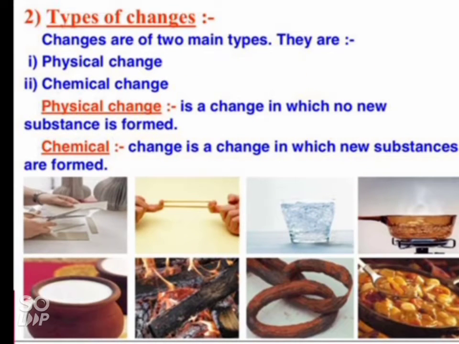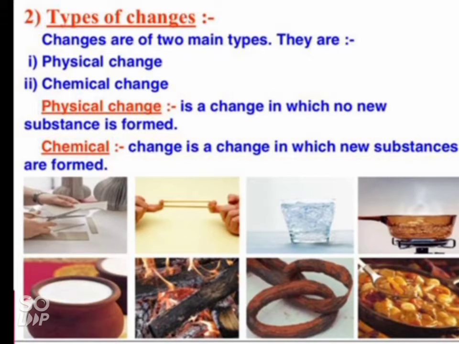There are many types of changes: desirable or undesirable changes, slow and fast changes, temporary and permanent changes. Some changes are reversible and some are irreversible. Physical and chemical changes. In this chapter, we will discuss physical and chemical changes.